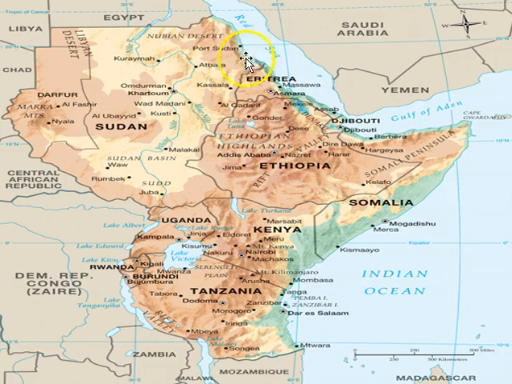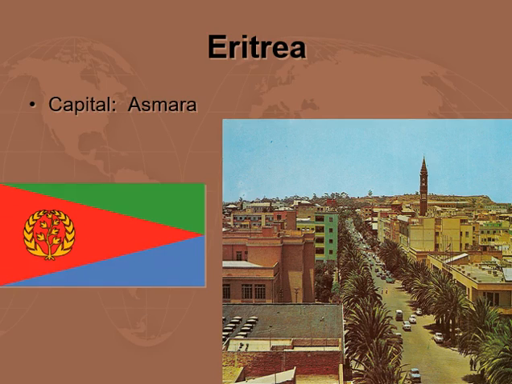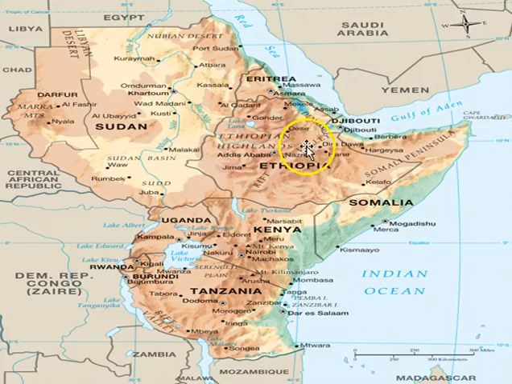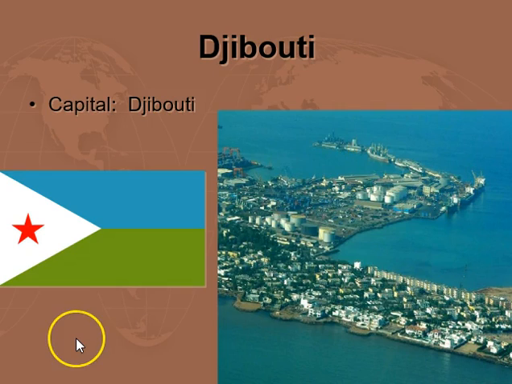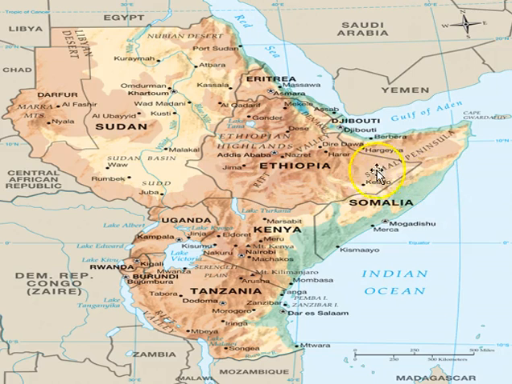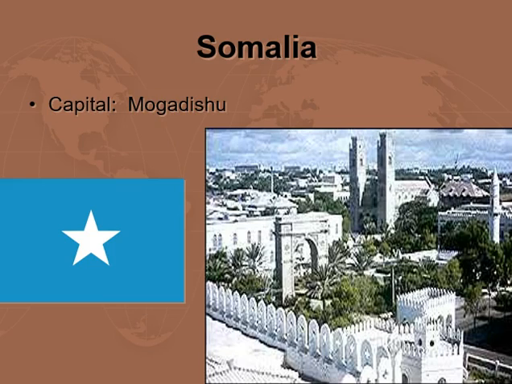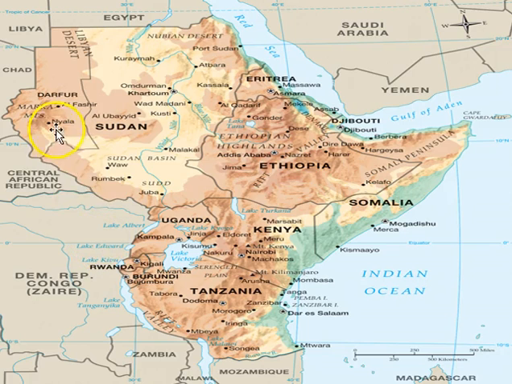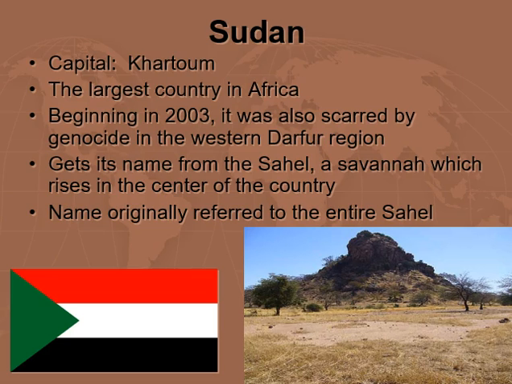Moving on. Next, we're going to look at Eritrea. And all you have to know about Eritrea is that the capital is Asmara. Next is Djibouti. All you have to know about Djibouti is the capital, which is Djibouti. So it has the same name. Next up is Somalia. And the capital of Somalia is Mogadishu. And finally is Sudan. Now the capital of Sudan is Khartoum.